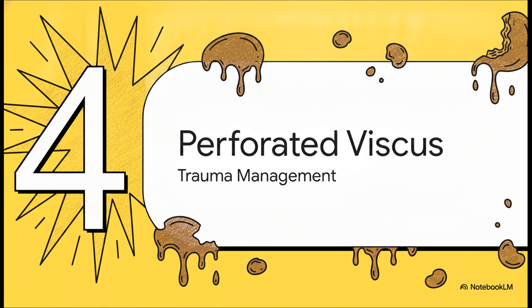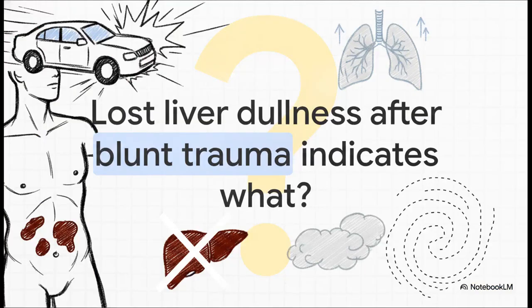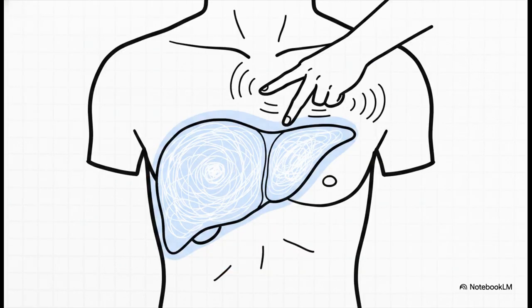Next up, Section 4, trauma and perforated viscus. Picture this scenario. A 22-year-old male is brought in after a bad car crash. He's got a rigid abdomen. When you percuss his upper abdomen, there is a complete obliteration of his normal liver dullness. What is the most likely underlying visceral injury here? You're looking at a traumatic intestinal perforation.